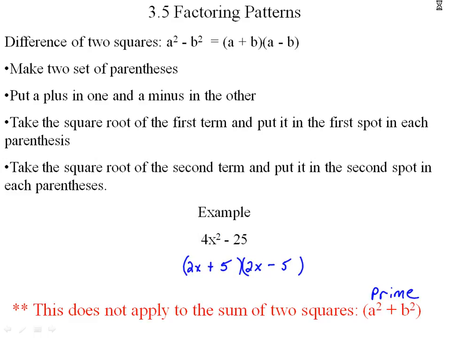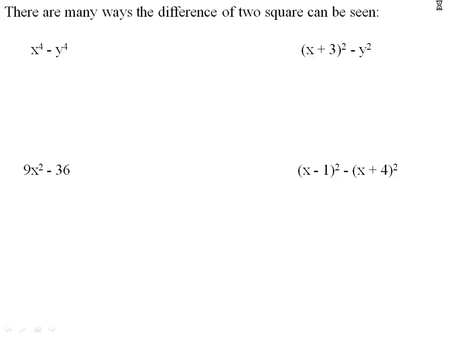Alright, so we have the difference of two squares. All of these are the difference of two squares. So I'm telling you this, okay? I'm giving you a hint. All four of these problems are the difference of two squares. So if you know the process, then you can factor these. So let's take the first one, for example.